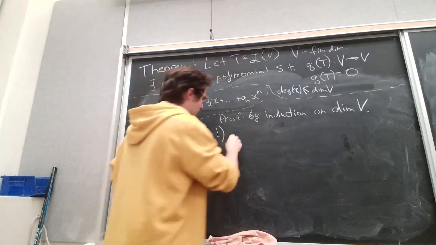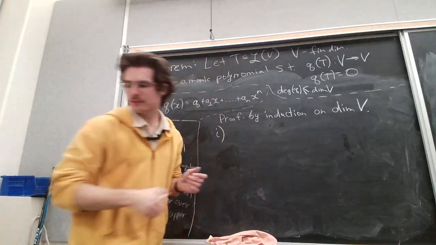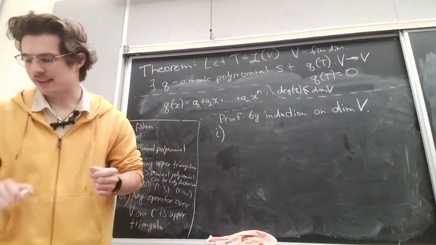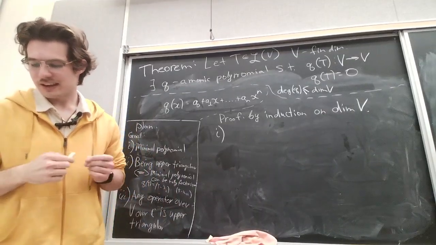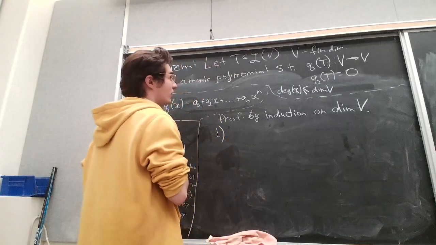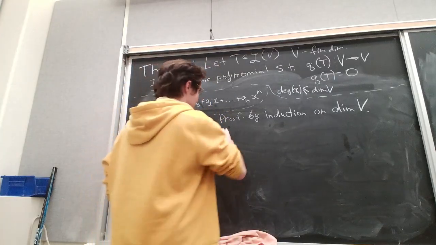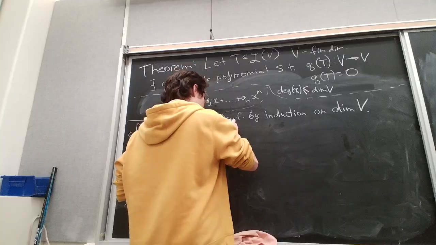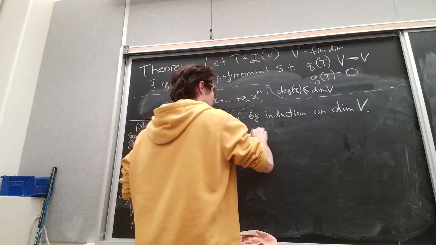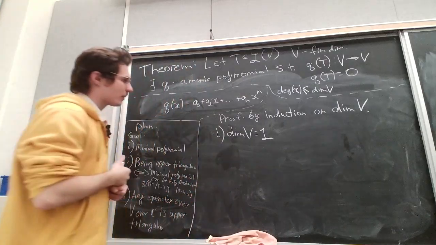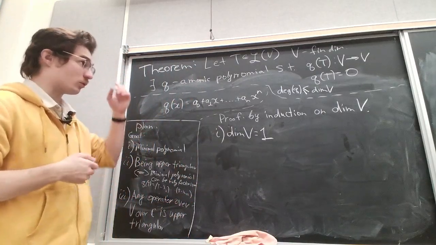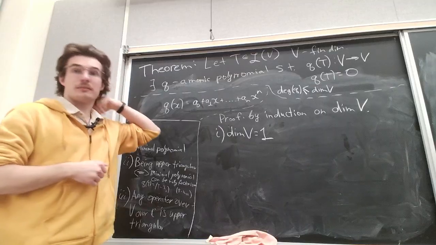Well, let's start with the first thing. Axler starts with V being a zero-dimensional vector space, but maybe that's not the most convincing. So maybe let's start with induction on dimension of V. So suppose dimension of V is 1. Okay, suppose dimension of V is 1. Then what's the minimal polynomial?